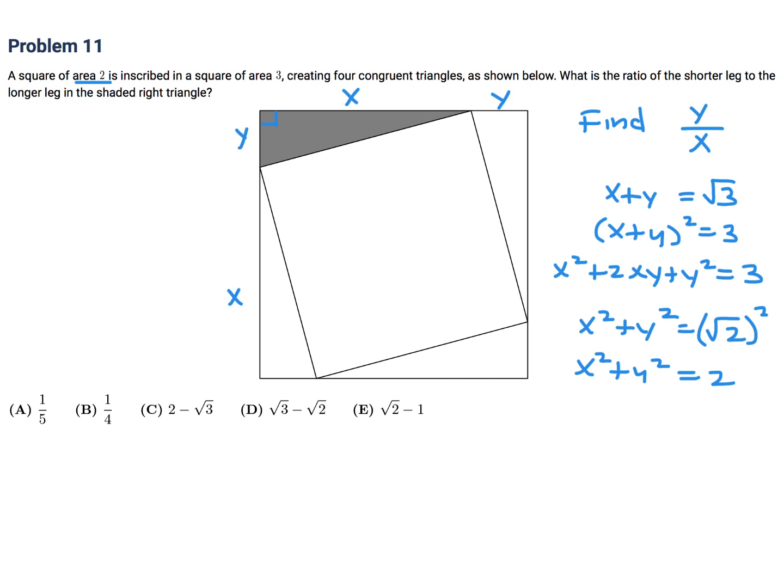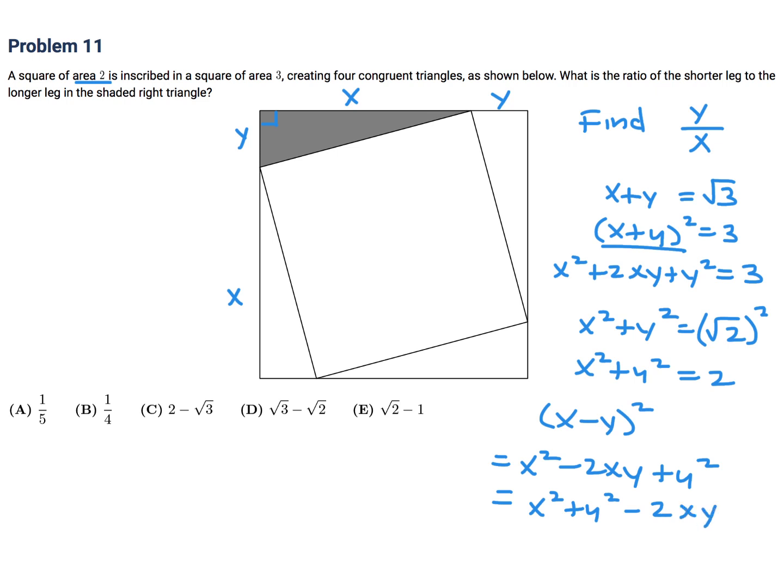And let's see, where can I go from here? I think if I have another polynomial, I've got x plus y. If I have x minus y, that might help. Let's see what that is. That's x squared minus 2xy plus y squared. And I think that will help me, because now this is x squared plus y squared, and then this is minus 2xy. Okay, I think this will be beneficial.